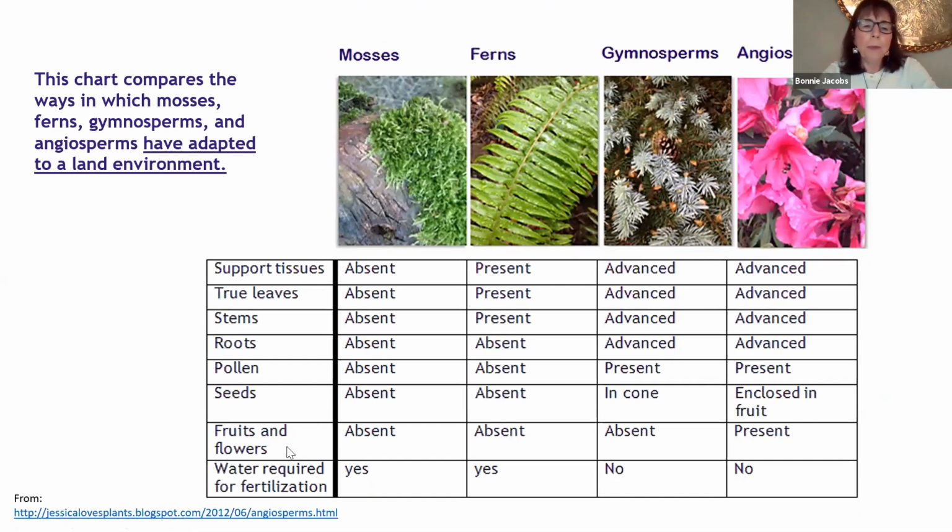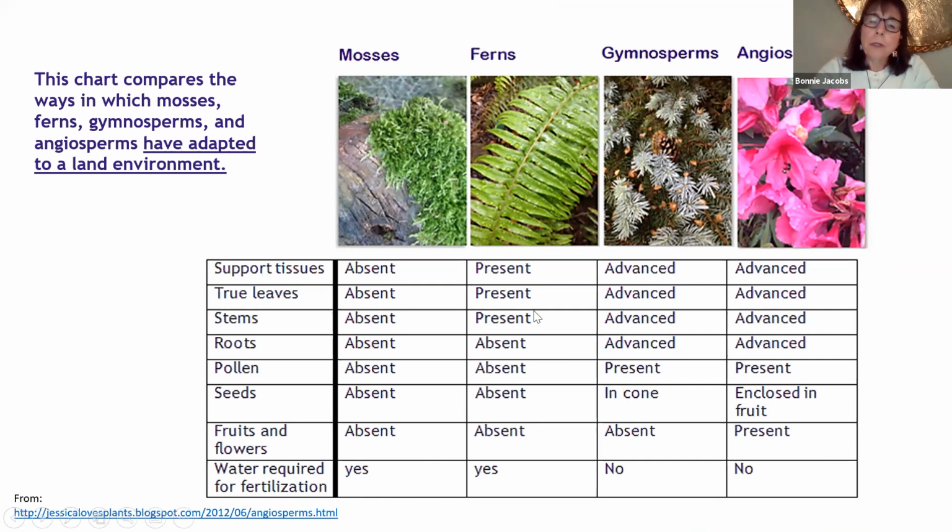Okay, so down at the bottom, you see fruits and flowers, and then the last one is water required for fertilization. So of course, that's very essential. Reproduction is a basic function of anything that's living. And what we see is that mosses don't have any support tissue. Almost everything is absent except that water is required for fertilization. So they're not going to be very prolific or abundant all over the Earth's surface because they can't always be in water and they can't get very big.